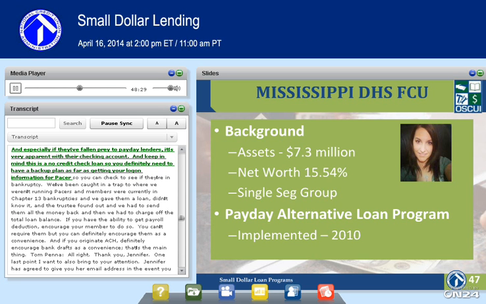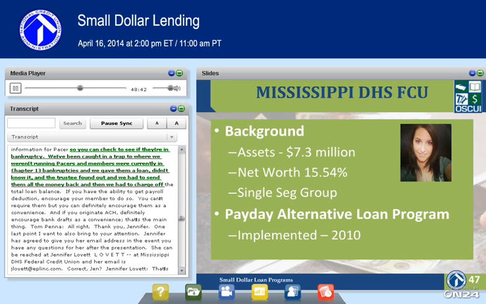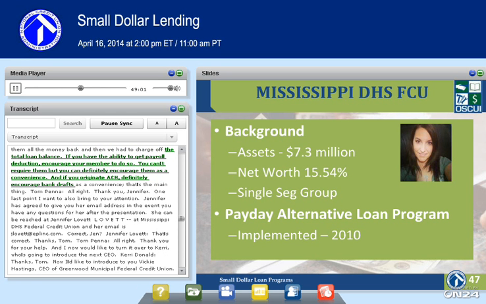And keep in mind, this is a no-credit check loan, so you definitely need to have a backup plan as far as getting your log-on information for Pacer so you can run to see if they're in bankruptcy. We've been caught in a trap where we weren't running Pacers, and members were currently in Chapter 13 bankruptcies, and we gave them a loan, didn't know it, and the trustee found out, and we had to send them all the money back, and then we had to charge off the total loan balance.